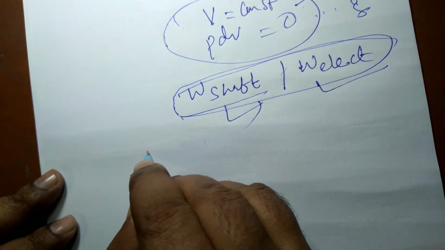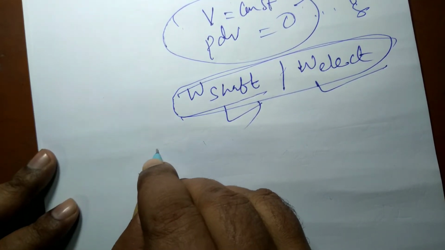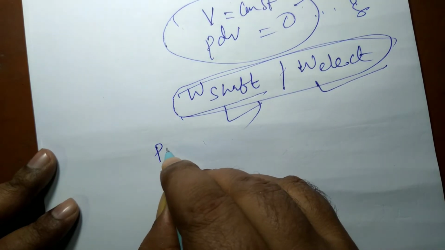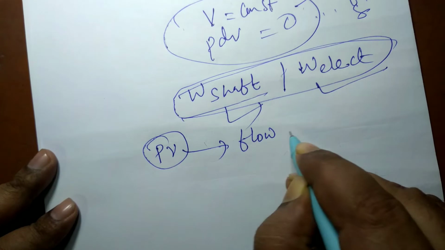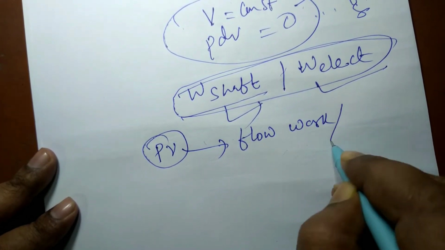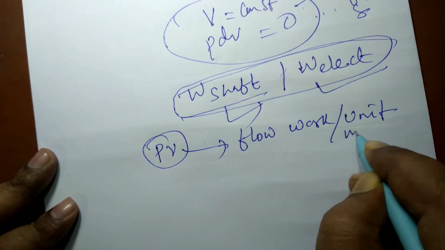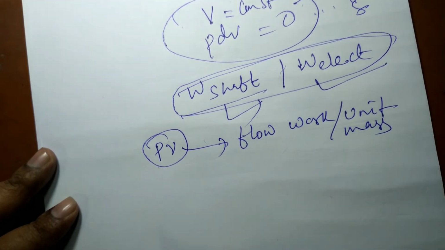Suppose the pressure of the fluid while entering into a control volume is P and specific volume is v, then this Pv represents flow work per unit mass. Pressure multiplied by specific volume.